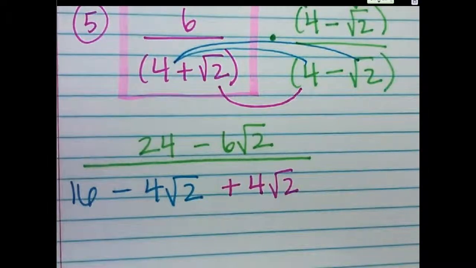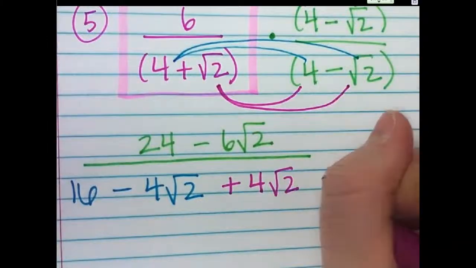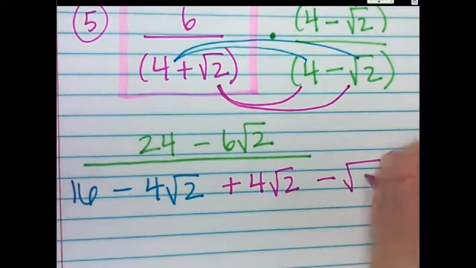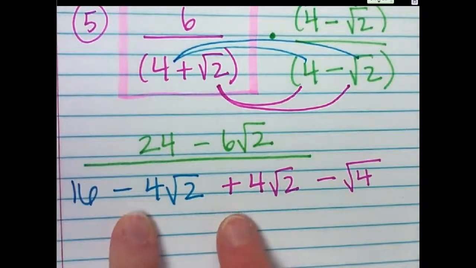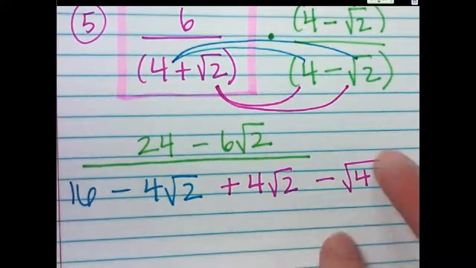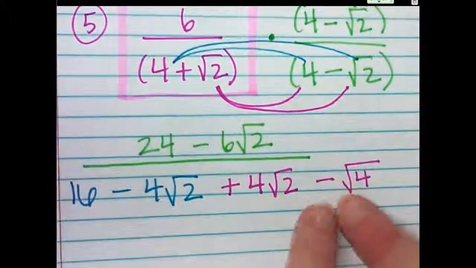And then some of you missed this one for sure. It's a positive square root 2 and a negative square root 2. So it's going to be negative square root what? 4. So on the bottom, if you don't get a negative and positive here, something's wrong. The other thing to know is this should be a negative. So when you multiply a positive and a negative, it's always going to be a negative.